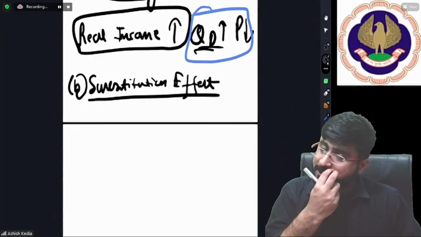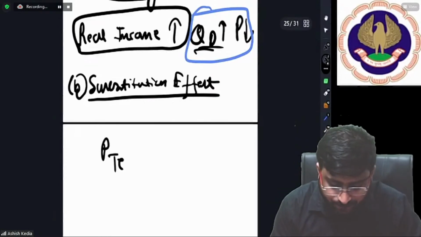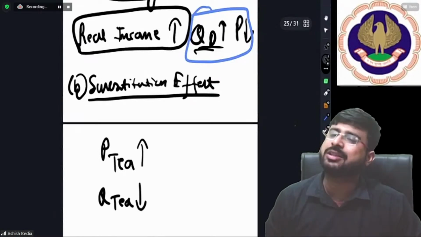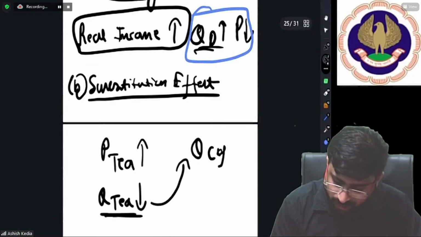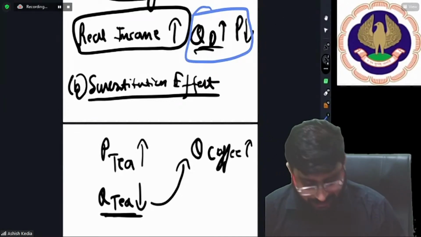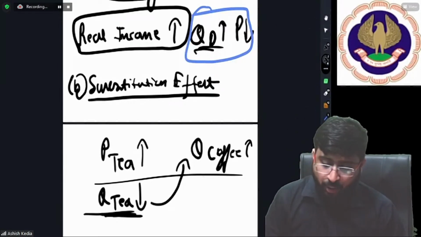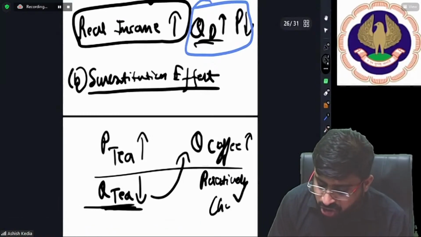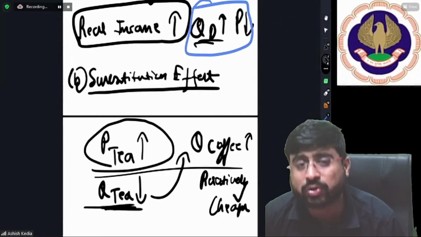Pay attention. In substitution effect, I have already explained substitute goods. So let's say if the price of tea rises, then what will happen to the quantity of tea? Obviously it falls. Because of the fall in quantity of tea, quantity of coffee will rise. That is substitution effect. Again, here we have explained in terms of price and quantity. Yes or no? Yes sir. Because now coffee has become relatively cheaper. Why? Because tea has become relatively more expensive, because of the rise in price of tea.